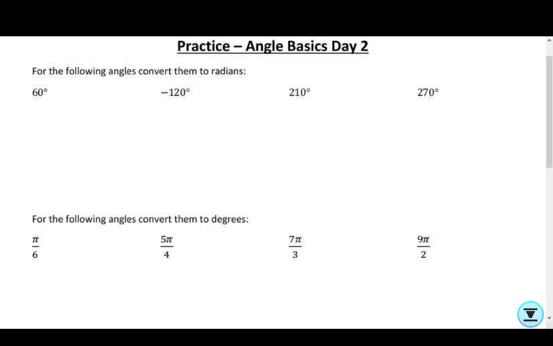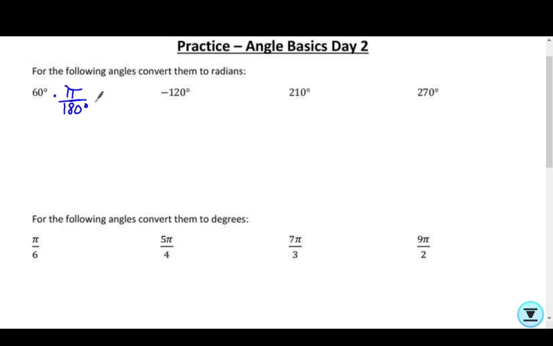So we're going to be practicing converting degrees to radians, radians to degrees, and then coterminal radian measures. For the first part, it says for the following angles, convert them to radians. Since we're already in degrees, we need to convert them to radians. To convert to radians, we multiply your degree measure by pi over 180 degrees.